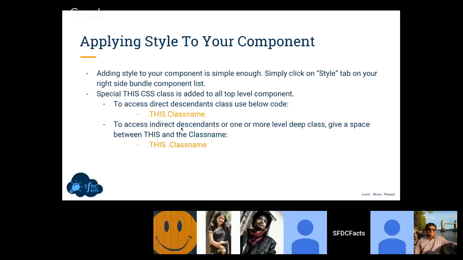Let's say you have some indirect descendants, or we can say one level down div components. Inside your div, let's say you have another div, or a nested div inside a particular div. So how do you style those components? There is a minor change in this one. Instead of dot this dot class name, we give a space between dot this and dot class name. So it will be like dot this, space, dot class name, and the style sheet will be applied on that particular component.